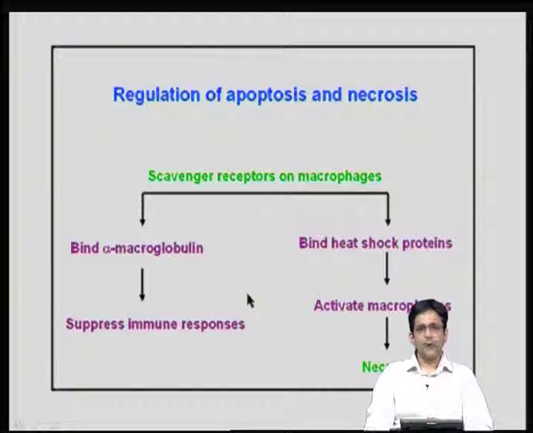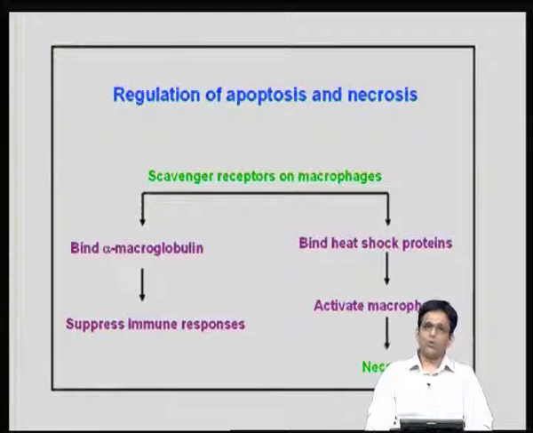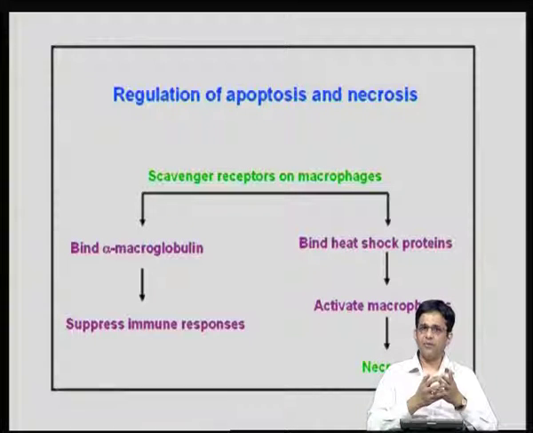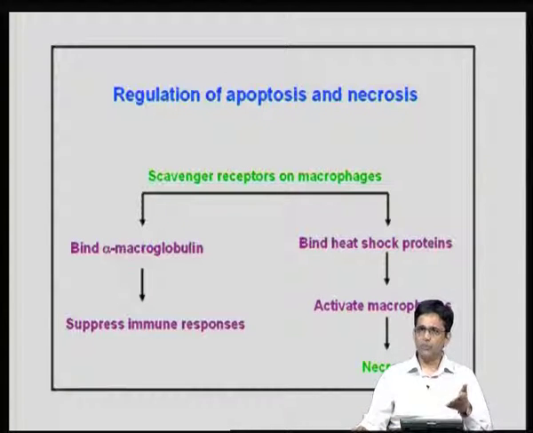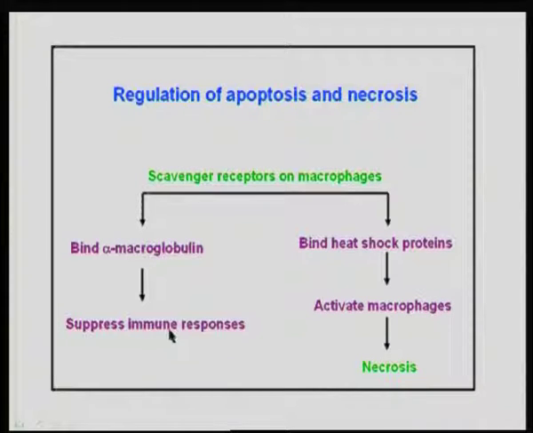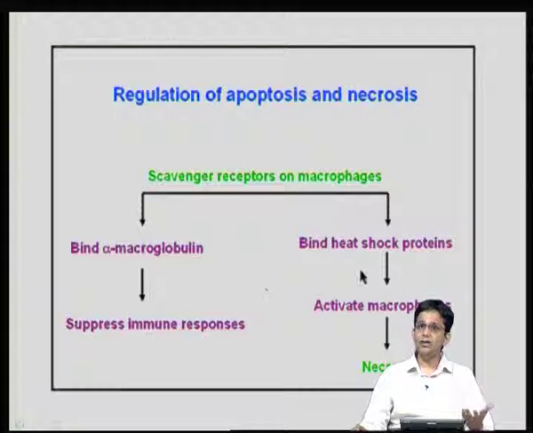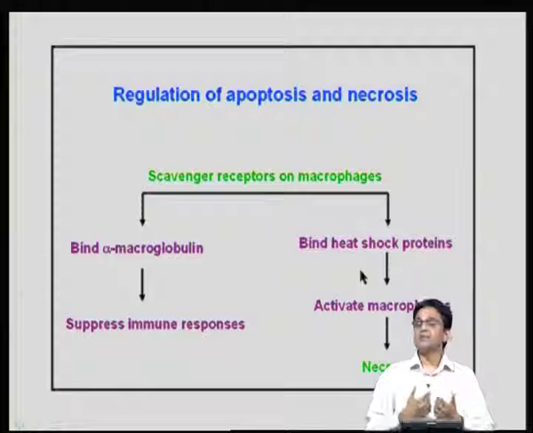I will show a particular cartoon over here to tell about why this is important. What is shown over here is you have scavenger receptors on macrophages. Now, these bind to alpha macroglobulin in one case. If they bind to alpha macroglobulin, which is secreted by apoptotic cells, it suppresses the immune response. On the other hand, if the cells burst open you have intracellular contents being released, and for example, these scavenger receptors bind heat shock proteins, then they activate the macrophages and it results in necrosis.